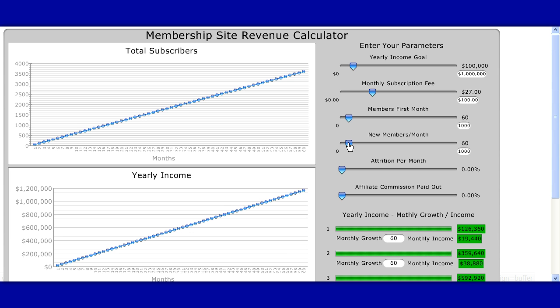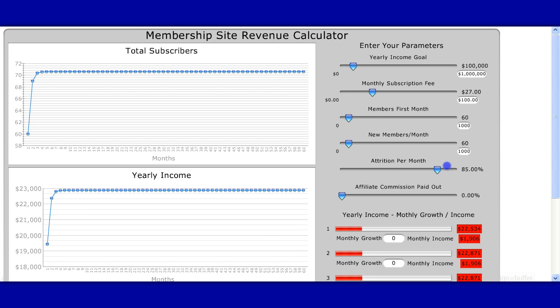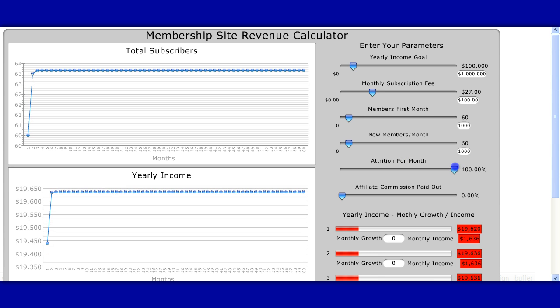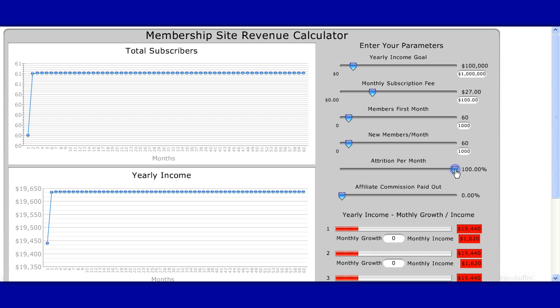Now, your attrition level, and that means how many people are going to cancel the service. And let's say that you're one of those individuals that only has a product with a one-time fee. Okay, what you're going to do is you're going to set this as an attrition level of 99%. Oops, not 100, 99%. That's what you would do. So as you can see here on the screen, you sell that product once, and then it drops off. So that's how you do that.